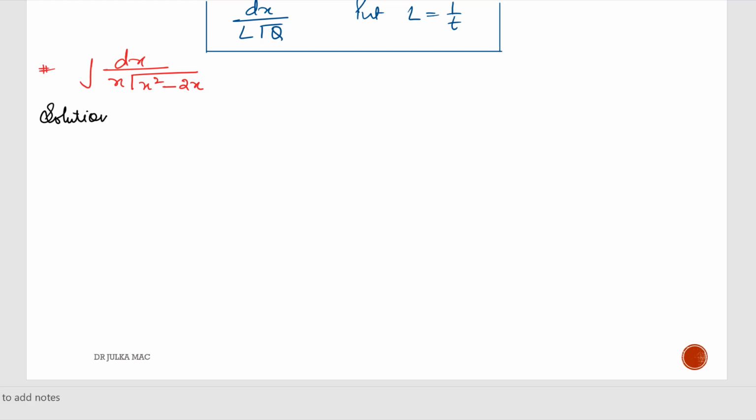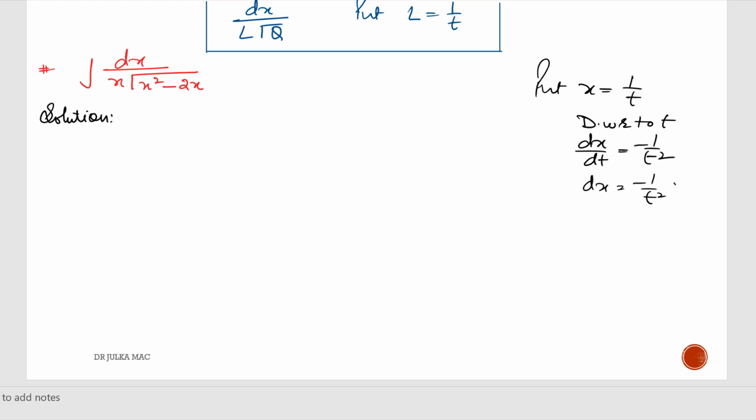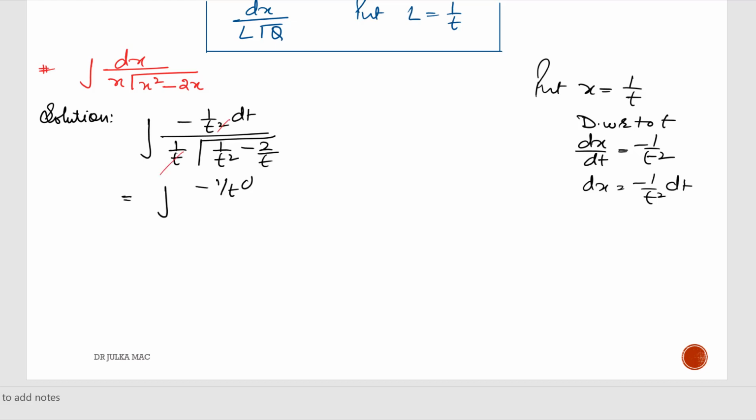Now here we put linear equals to t. Linear is only x. So we put x equals to 1 by t. Differentiate with respect to t both sides and we'll get dx by dt equals to minus 1 by t square. So the value of dx is minus 1 by t square dt. Replace dx by minus 1 by t square dt and x by 1 by t. After simplifying, we'll get minus 1 by t dt divided by the root of 1 minus 2t, whole divided by t, and t cancels by t.